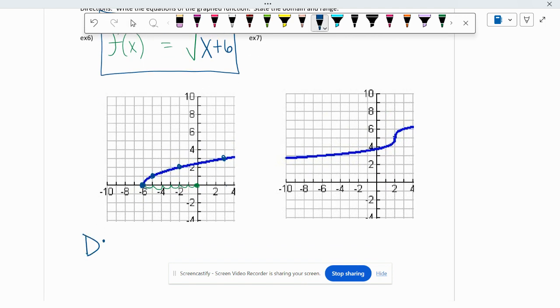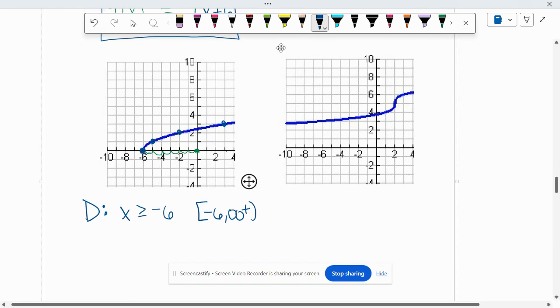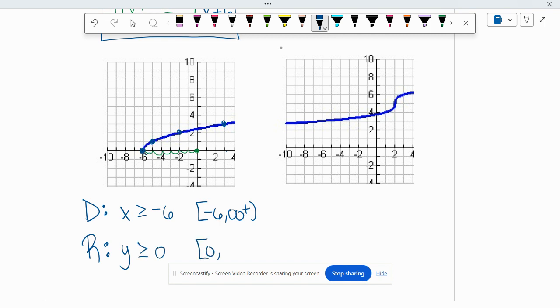The domain, well, that's my x values. X is greater than or equal to negative 6. So bracket negative 6, comma, positive infinity. And my range, y values, y is greater than or equal to 0, bracket 0, comma, positive infinity.